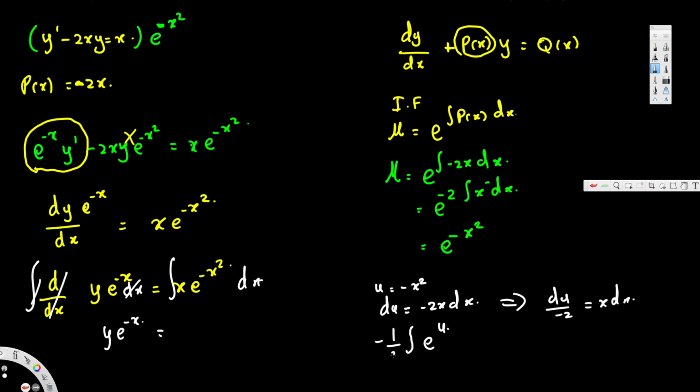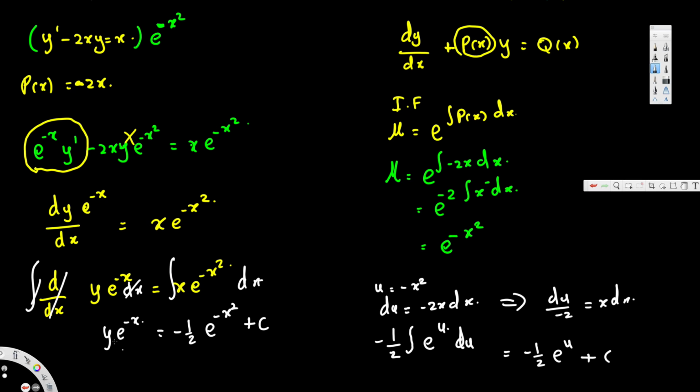I can move the 1 over negative 2 to the front, because that's just a constant, and keep the du right here. If you integrate this, you will get minus half e to the power u, plus a constant. So this is going to be our final answer for the integral. And we know that u is equal to negative x squared, so we plug that back in: negative half e to the power negative x squared plus a constant.